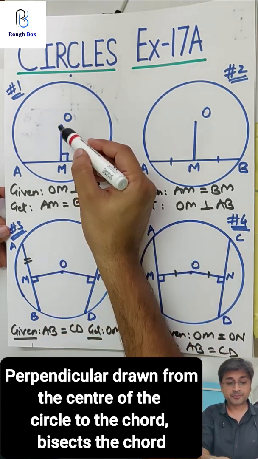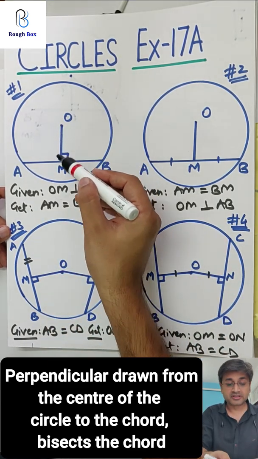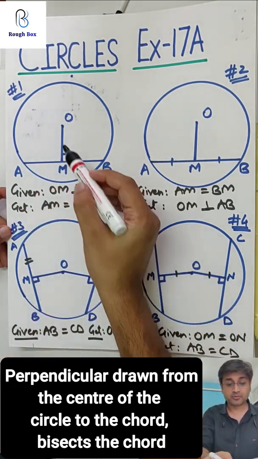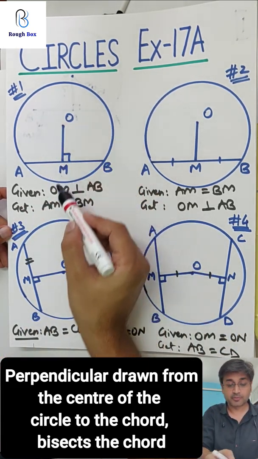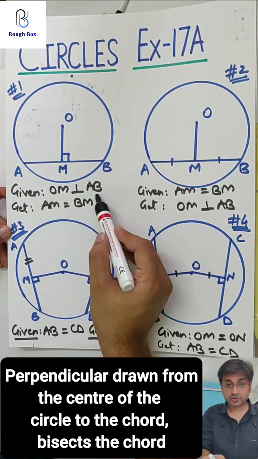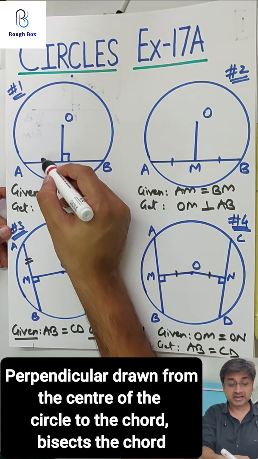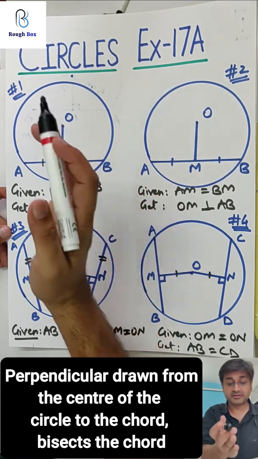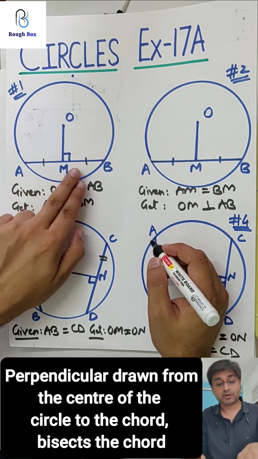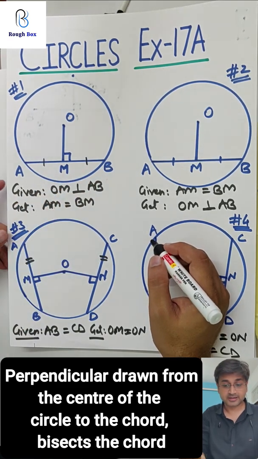So the first property, perpendicular drawn from the center of the circle to the chord bisects the chord. Please write it down. What does it mean? It means that when you draw a perpendicular, that means OM perpendicular to AB is given to you. What do you get? You can say that AM is equal to BM. That means it bisects. So the moment you see a perpendicular to the chord, you can say that both parts are equal straight away.